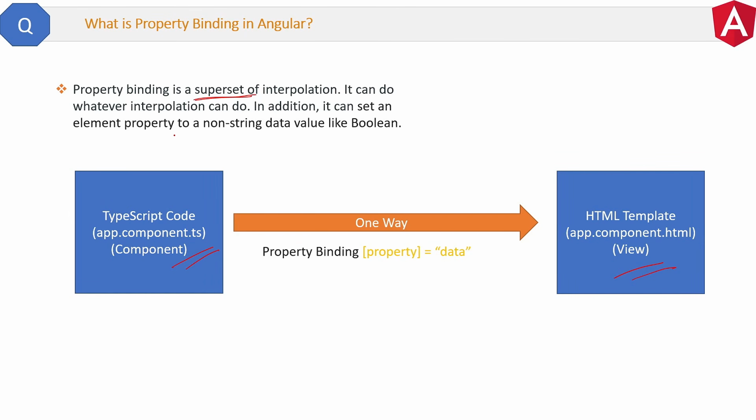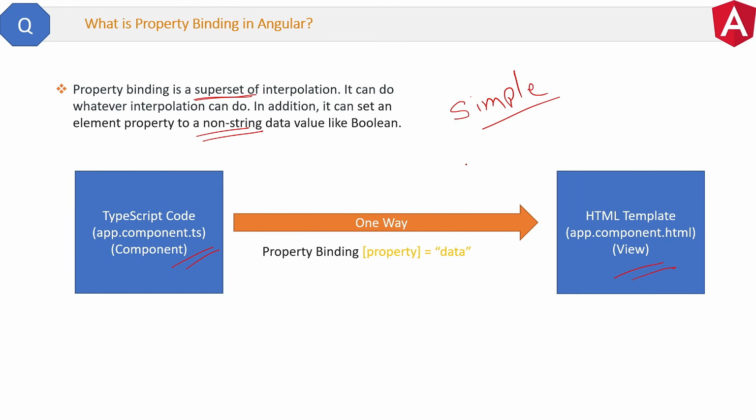In addition, it can set an element property to a non-string data value like boolean. So string interpolation can only play with strings, but property binding can play with any data type. So this is the difference between string interpolation and property binding also. Now the question is why we need string interpolation. When property binding can do all the things which interpolation can do, then what is the need of interpolation? The answer is because string interpolation syntax is very simple in comparison to property binding implementation. That is why it is included in the Angular framework.